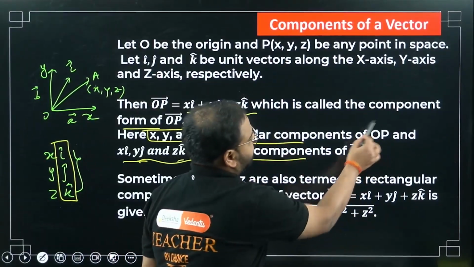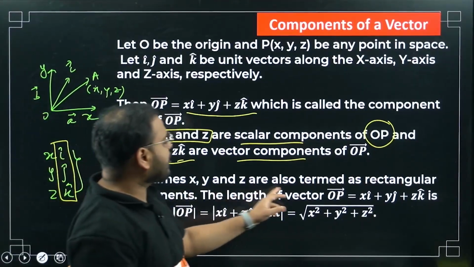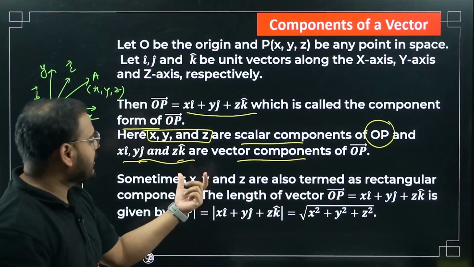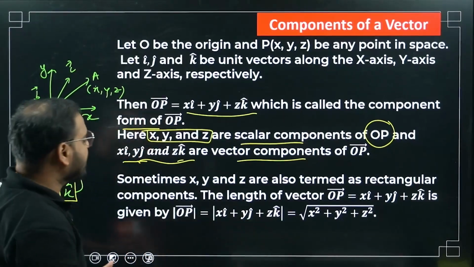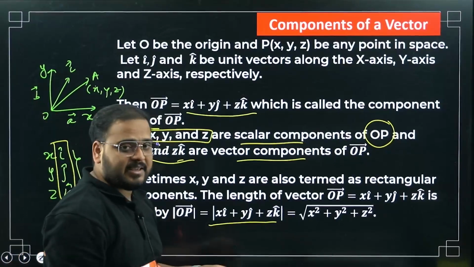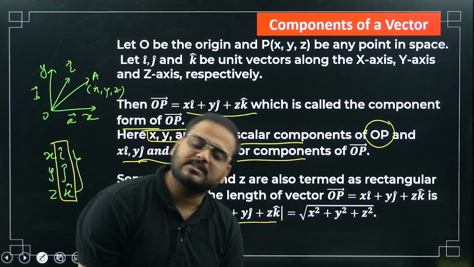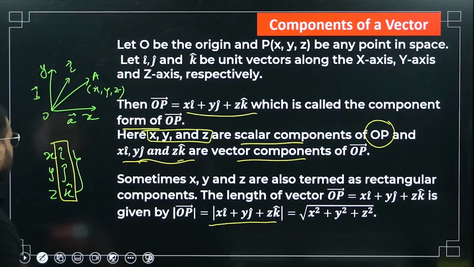Of the vector OP. Okay, chaliye. Sometimes X, Y, Z are also termed. Now if you are looking for the absolute value or the magnitude of this, how do you write it? In the modulus, write like this: xi cap plus yj cap plus zk cap. And how do you evaluate this value? Putting under root x square plus y square plus z square. So we're going to use this condition, so please have a look.